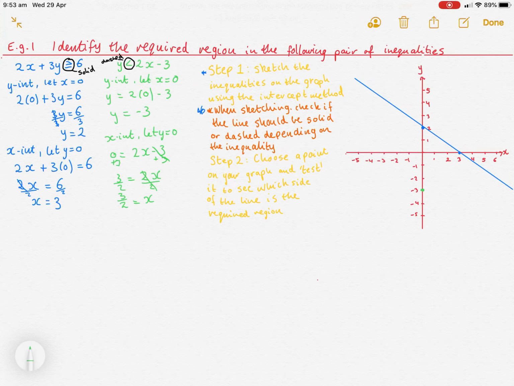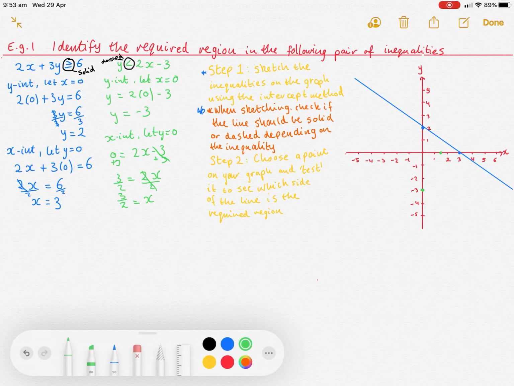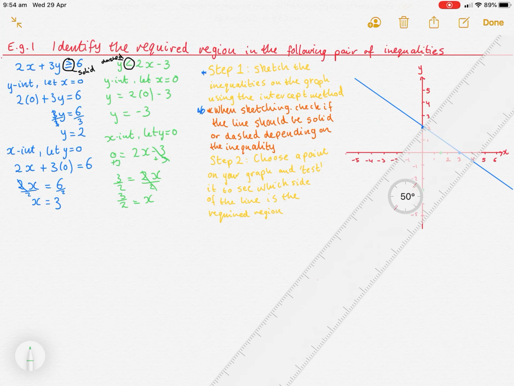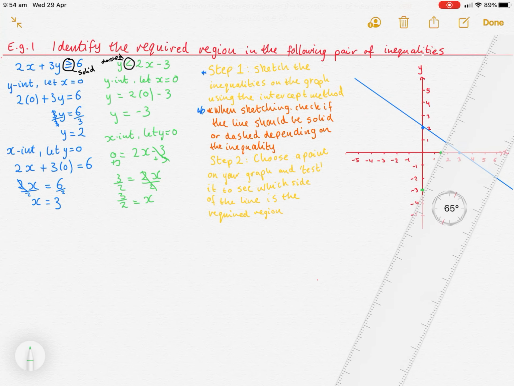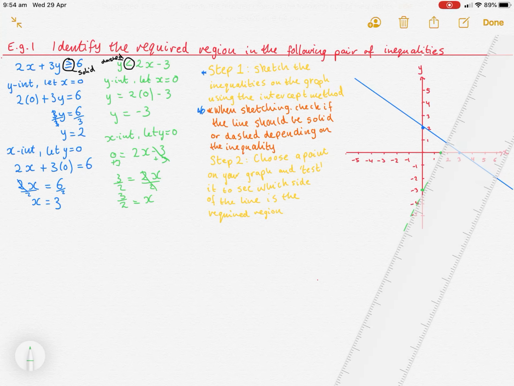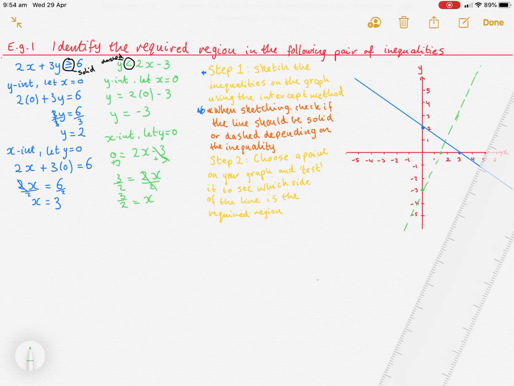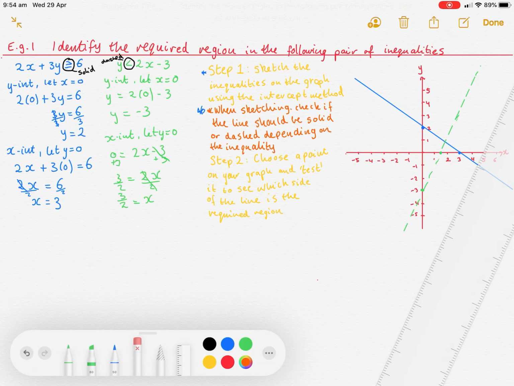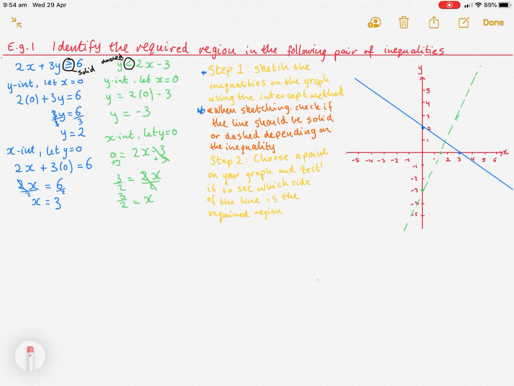So x equals 1.5, so it's going to go through this point here, halfway through there. I'm going to sketch that with my ruler, and remembering I've got to do a dashed line for this one, which might look a bit messy on here. Okay, that'll do. So there's that line.